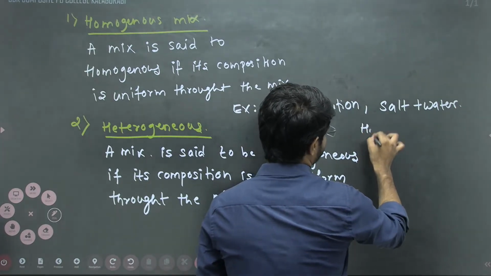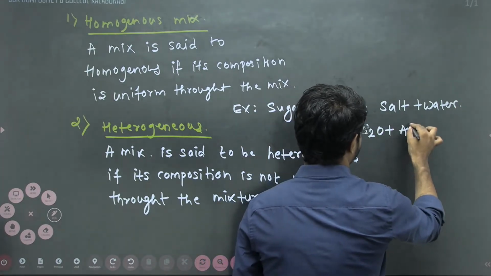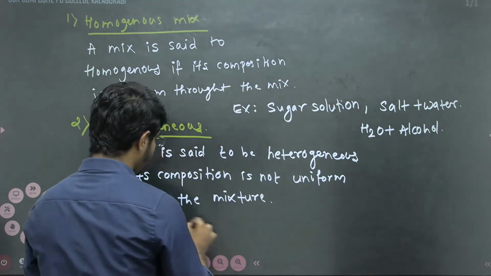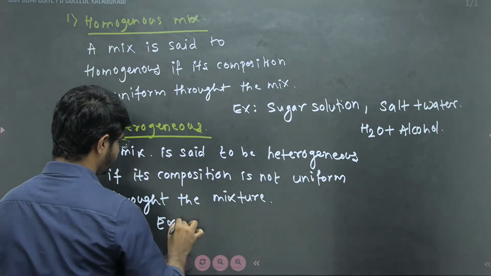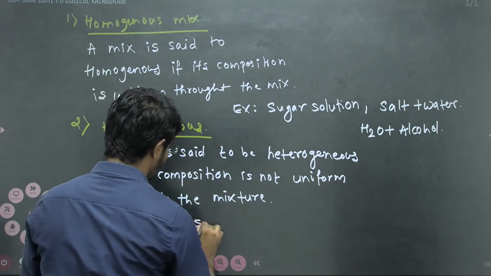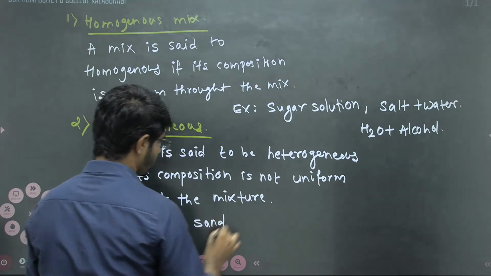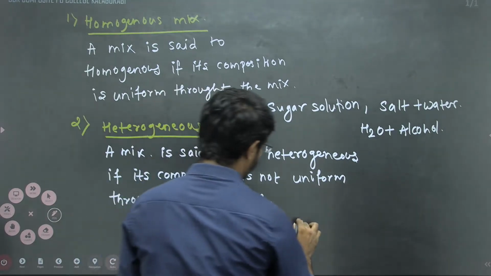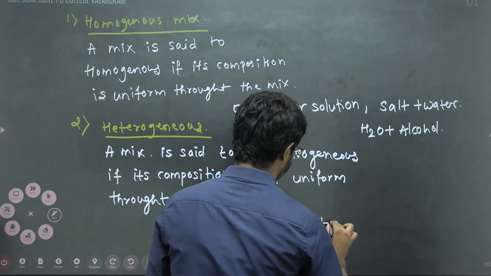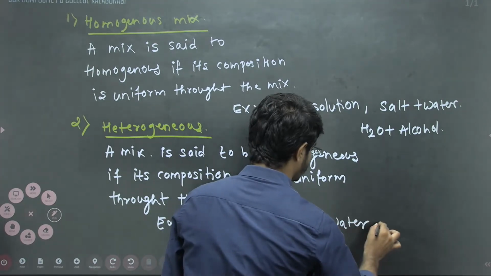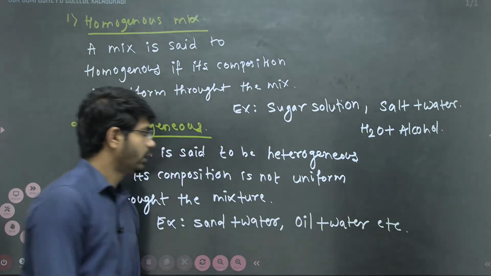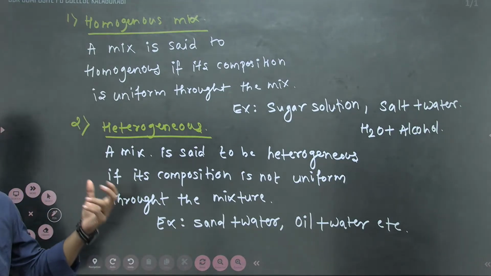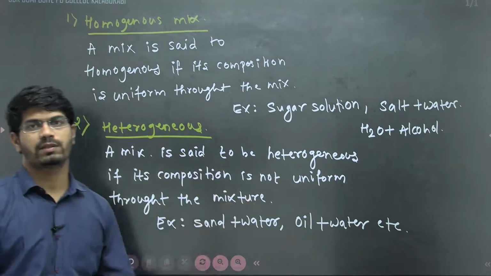Water plus alcohol, but here I can write examples like sand plus water, they do not get mixed. Oil, water. So these are our classification of matter based on all the things that may be our pure substance.